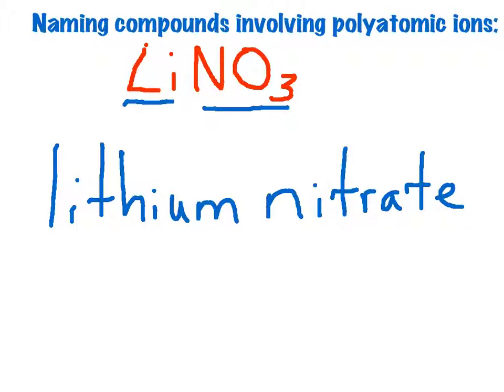I get all kinds of crazy fabrications of this name on tests and quizzes from students. I'll get things like lithium, nitrogen, oxygen, or lithium, nitrogen, oxide. That's not correct. And like I said, you need to be looking at this NO3 as a polyatomic ion. It's a group of atoms. It has one name. It's a nitrate.